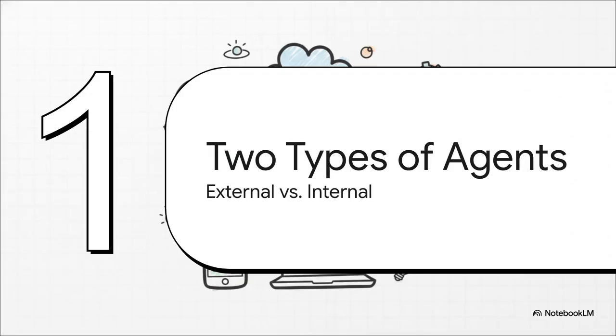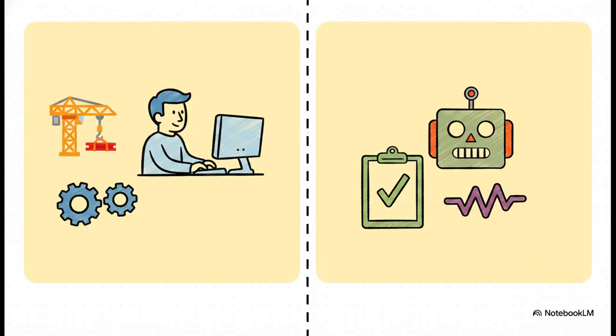Moving right along to Section 2, two types of agents. Okay, notice the complete separation of concerns we have here. On the left side, you've got the external build team. This is Cheyenne, the human founder, making the strategic decisions, working alongside tools like ClickUp AI to manage delivery and GitHub to track code. Their one and only job is to build.